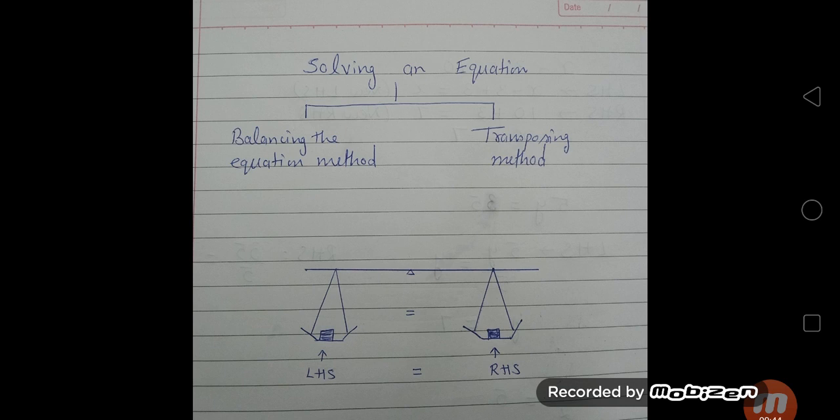If we add the same weight to both the pans, the arm remains horizontal. Similarly, if we remove the same weight from both the pans, the arm remains horizontal. On the other hand, if we add different weights to the pans or remove different weights from them, the balance is tilted. We use this principle for solving an equation.